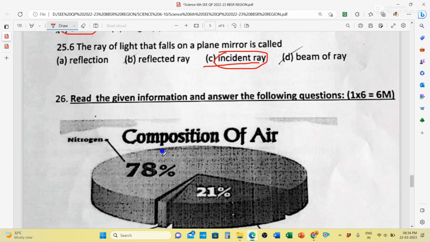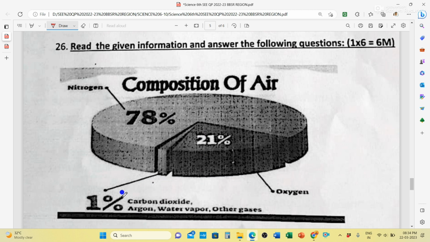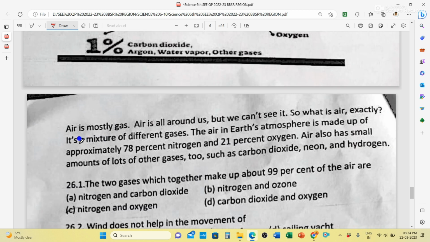Read the information and answer the following questions. Composition of air: nitrogen 78%, 21% oxygen, 1% carbon dioxide, argon, water vapor, other gases. Air is mostly gas. Air is all around us, but we can't see it. So, what is air exactly? It's a mixture of different gases.